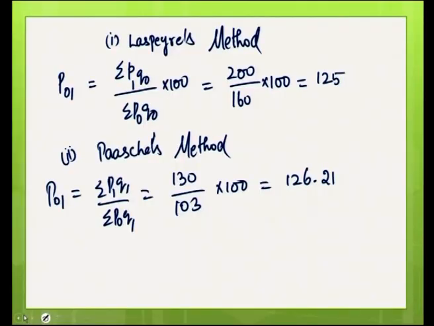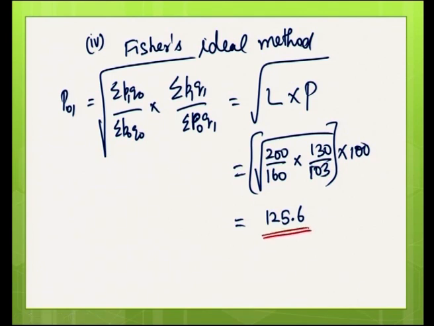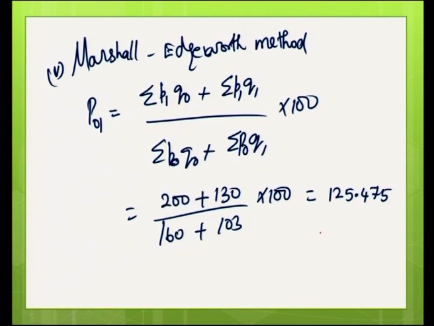By the 5 methods, the price index numbers are calculated. Just see, by Laspeyres' method the answer is 125, by Paasche's method the answer is 126.21, by Bowley's method it is 125.605, by Fisher's ideal method it is 125.6, and Marshall-Edgeworth method is 125.475. All the values are just rounded to 125.